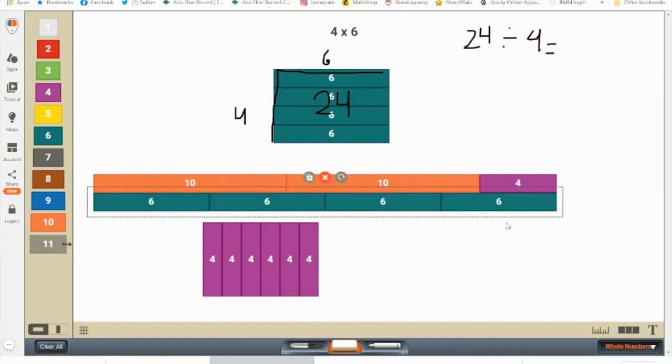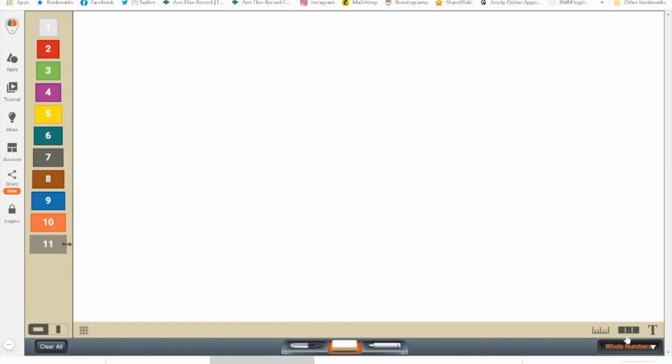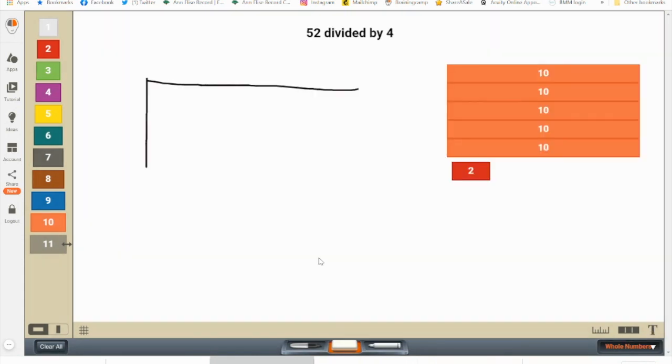So the thinking behind the area model is, when I know the divisor, do I know any groups that can help me get to my total? So let me just clear this for a second and let's do a little harder one. Let's do one that has multi-digits. Okay, so in this example, a little more difficult, we've got a 2-digit by 1-digit. So I've got a 52 divided by a 4.